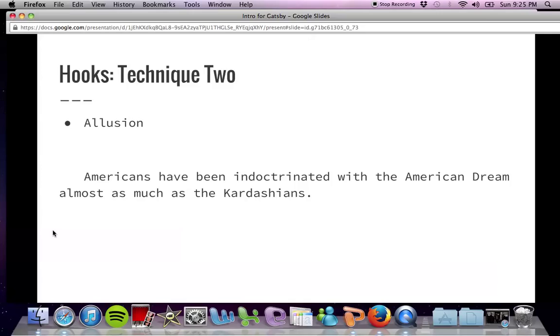So this kind of connects me to the American dream, that similarly, the American dream is embedded in our culture, just like the Kardashians. I don't know if that's good or bad. Actually, I do. It's bad, but I digress.